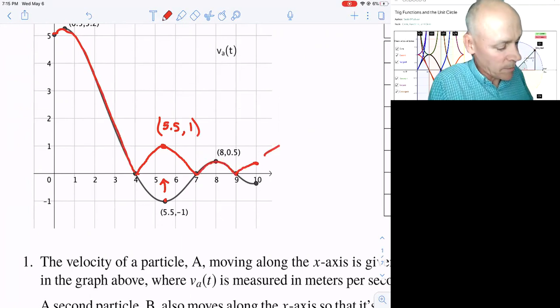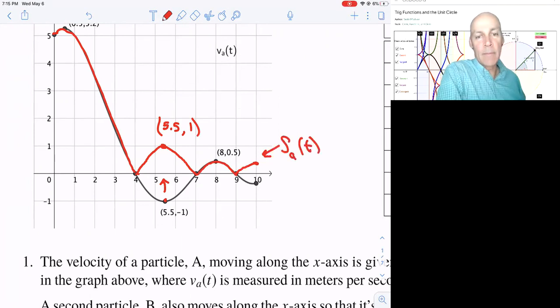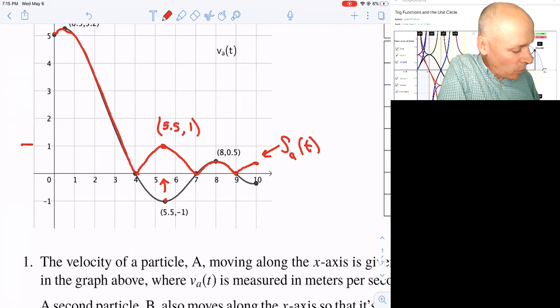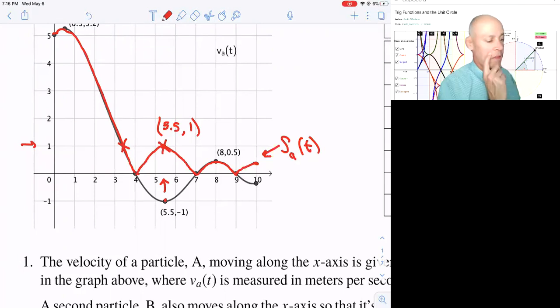That red function would now be the speed of particle A at t. Now what I'm asked to find is how many t values does that speed function have a value of 1? I'm just looking at when it crosses 1. Well, there's one right there, and then again, there's another one right there.